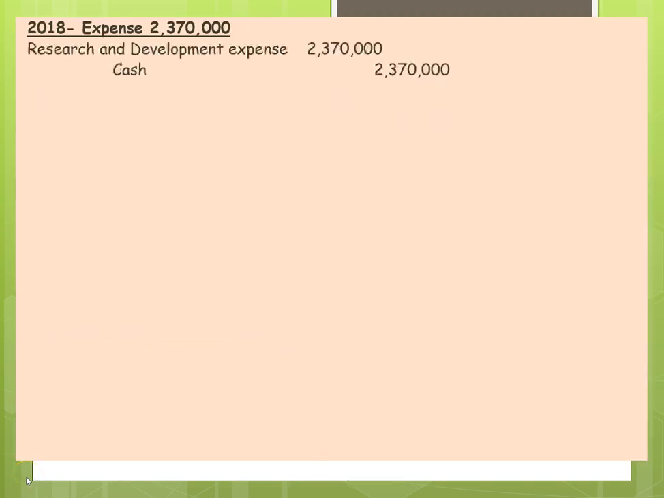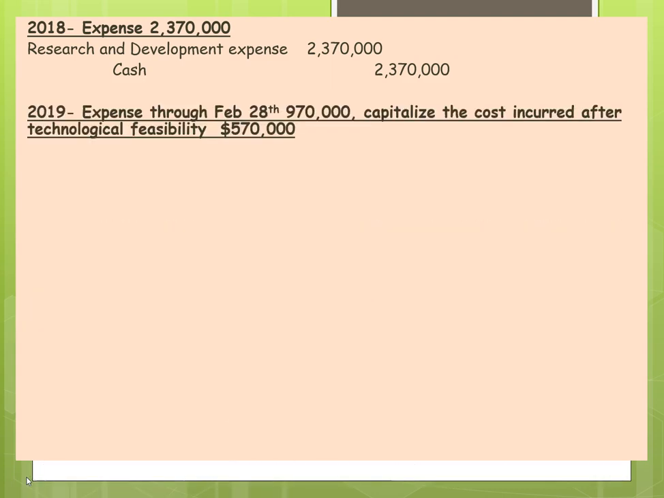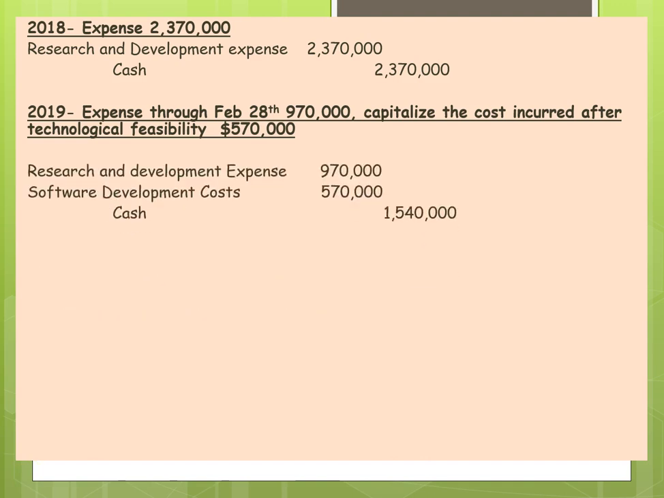First, we would expense the research costs, and we would call it research and development, and that would be expensed up to technological feasibility. Now, once they reach technological feasibility, first of all, before that, we would expense any additional costs for research before technological feasibility, and then we would capitalize the costs incurred after that. So it would look like this for our journal entry.